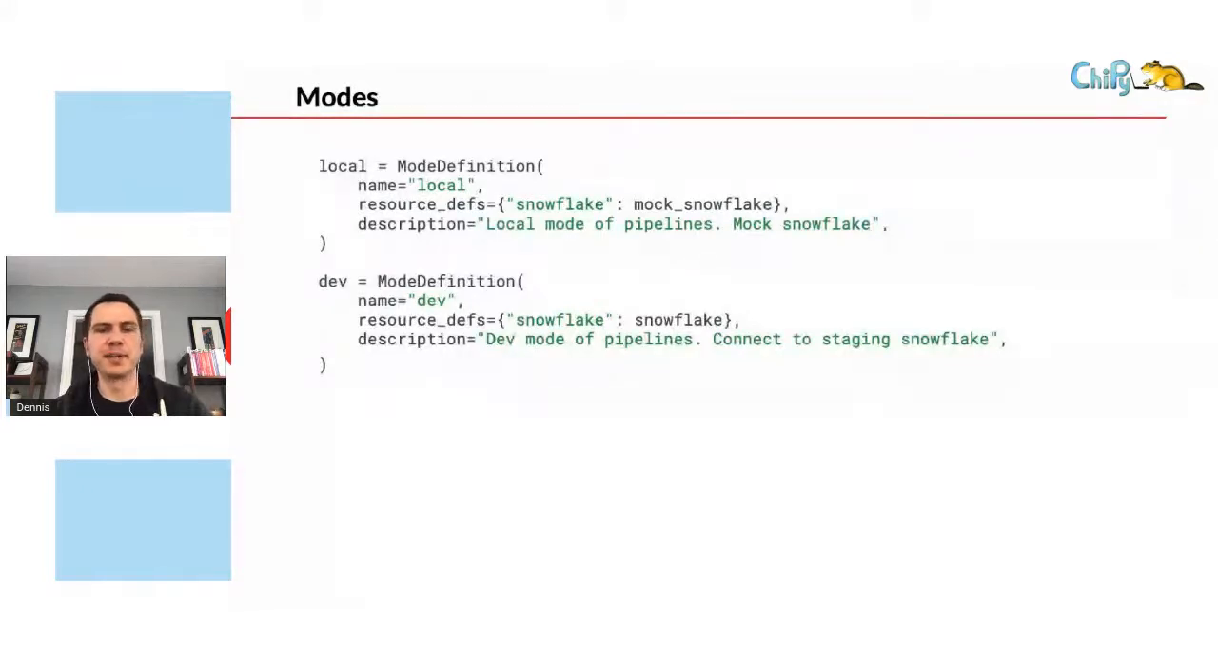But in dev mode, we were going to use a real connection to Snowflake, but just to a staging Snowflake. And then if we added an additional mode for production, maybe then we'd actually be connecting to our production database. So next slide.